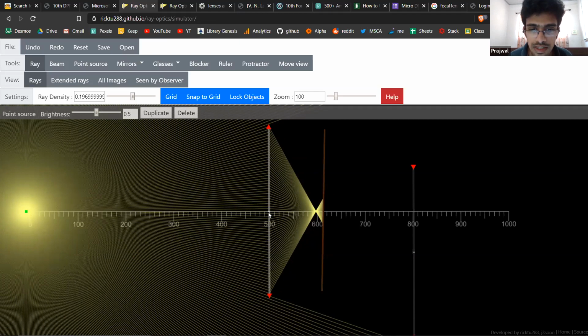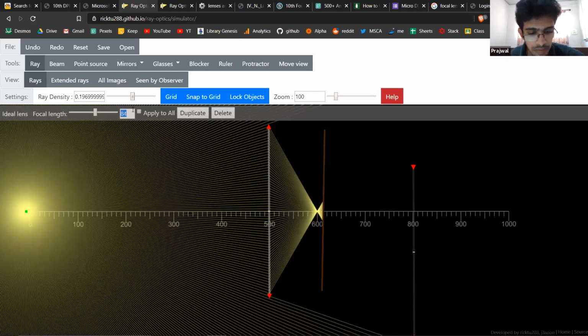So the question is, can I increase further? I'll have to increase further to improve this, to make sure the image falls on the retina. But let's say 82 is the maximum it can do. It can't do better than that. Now the question is, we have to solve the problem.